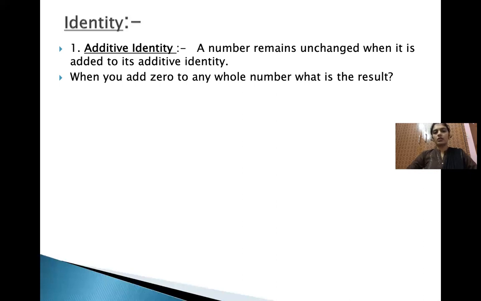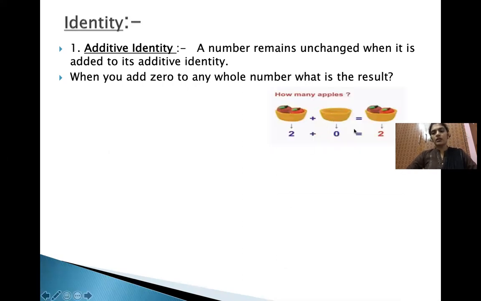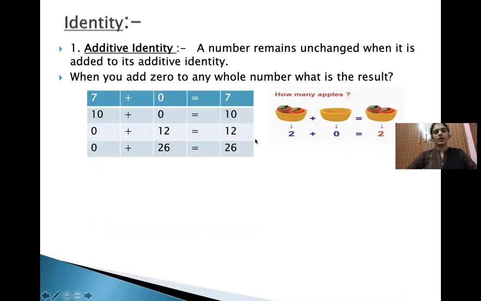When you add 0 to any whole number, what will be the result? Let's see. Here are two apples. If we add 0 apples to it, we get 2 apples again. Here are some more examples. 7 plus 0, if we add 0 to 7, we get 7 as it is. So if we add 0 to 10, we have 10 again.